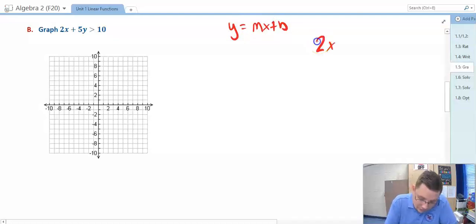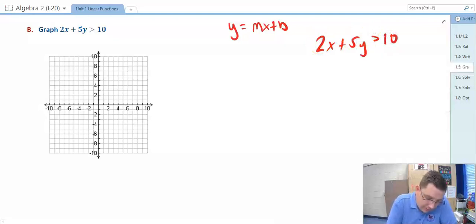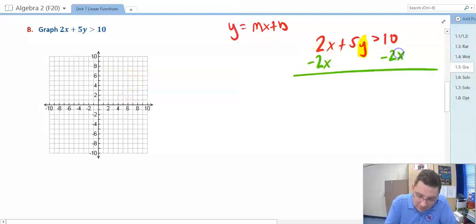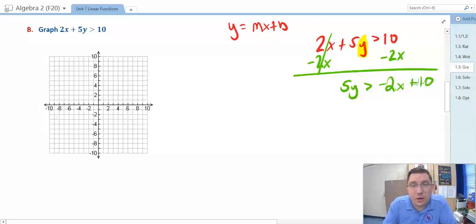So if I've got 2x plus 5y is greater than 10, my entire goal is to get this y value by itself. And so our first step will be to move the entire x. And so in this case, I'm going to subtract 2x from both sides. This will cancel. And so I get that 5y is greater than negative 2x plus 10. So again, 5y greater than negative 2x plus 10.